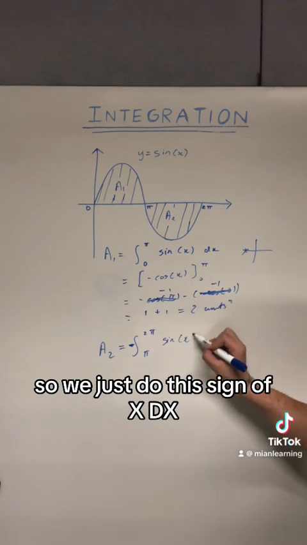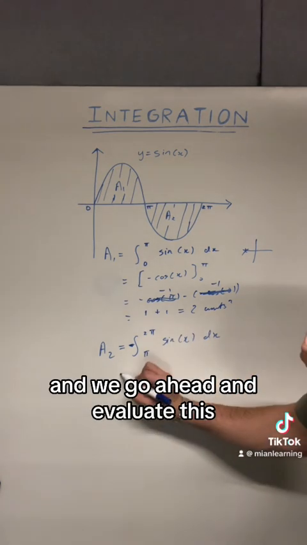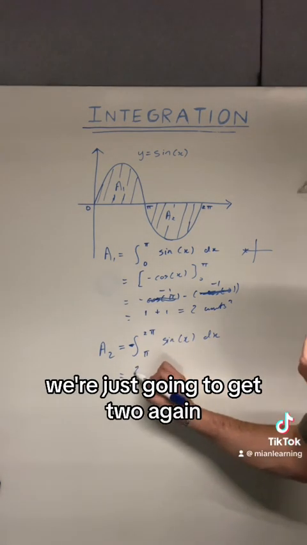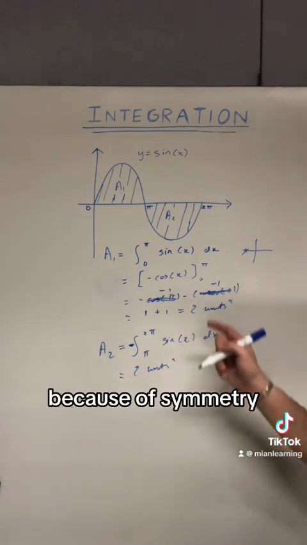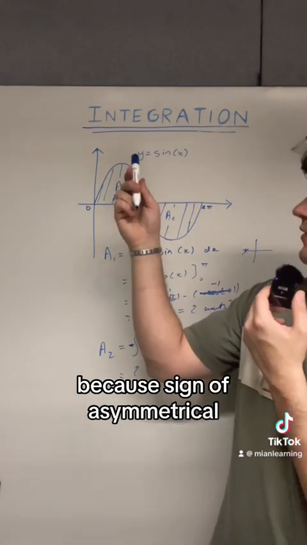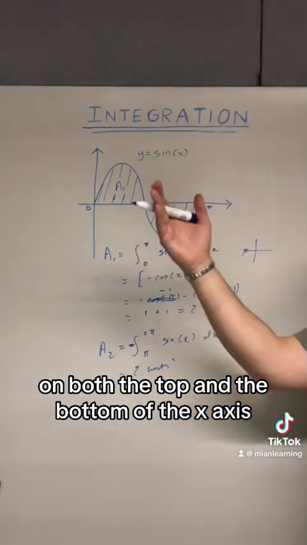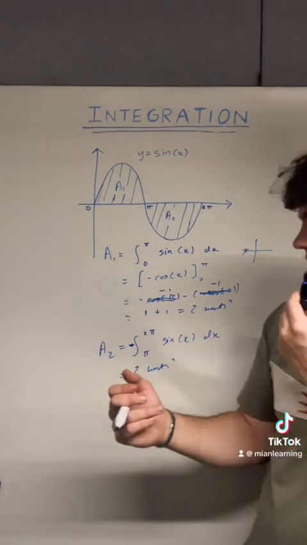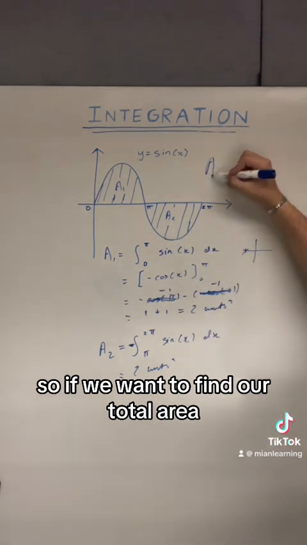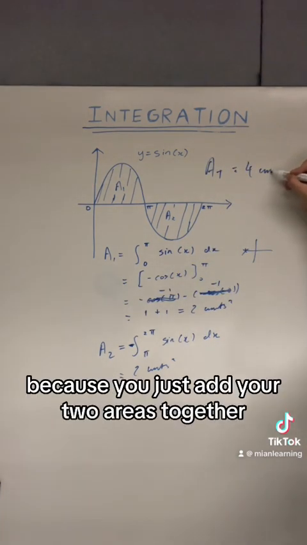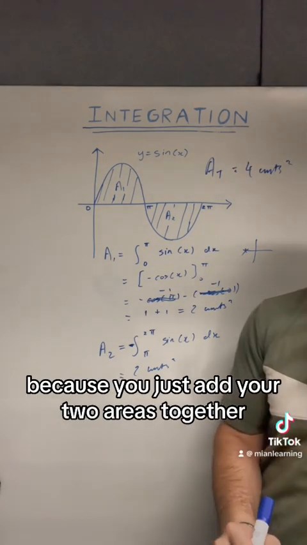So we just do this, sine of x dx, and we go ahead and evaluate this. Now, if we evaluate this, we're just going to get 2 again because of symmetry, because sine of x is symmetrical. This shape is the same as this shape, so you're going to get the same shape on both the top and the bottom of the x-axis. So if we want to find our total area, our A total is just equal to 4 because you just add your two areas together.